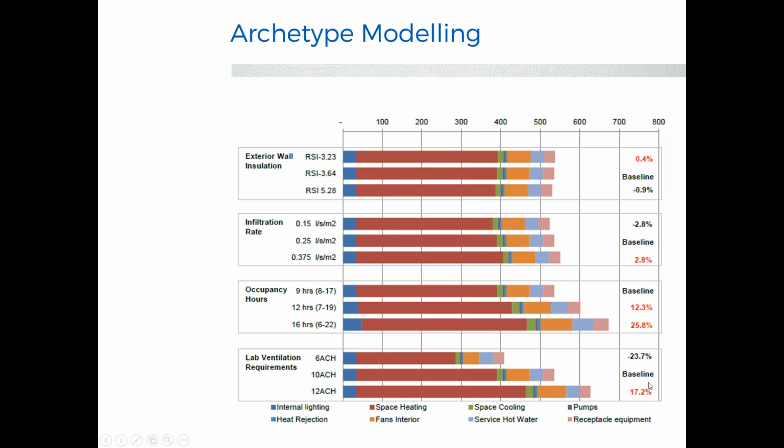And so what this archetype modeling study showed was that ventilation appeared to be the driving factor for the laboratory energy performance, which is often challenging because, as I mentioned, we want to design for safe conditions. And if there are certain fume hood exhaust rates or other air change rates that have to be met to achieve those conditions, then there isn't too much flexibility there.